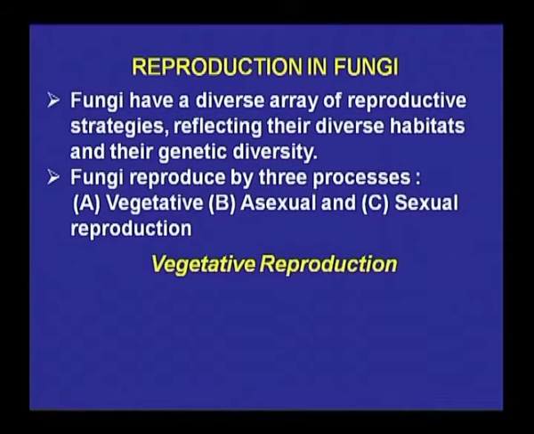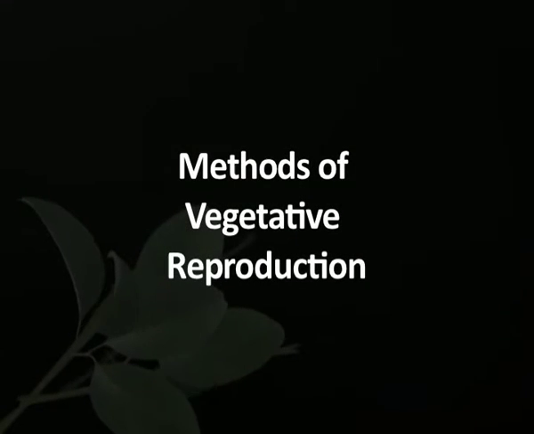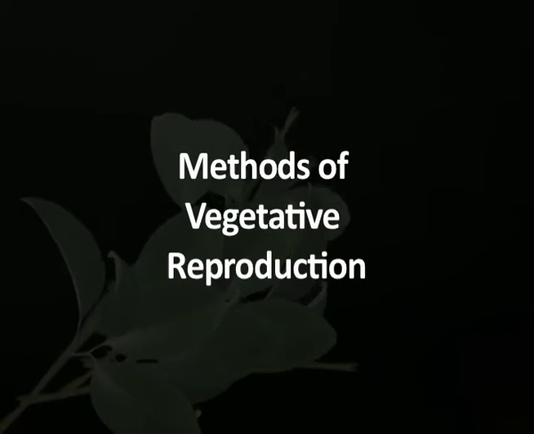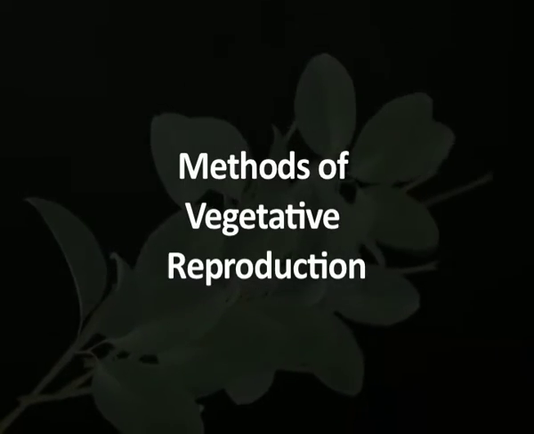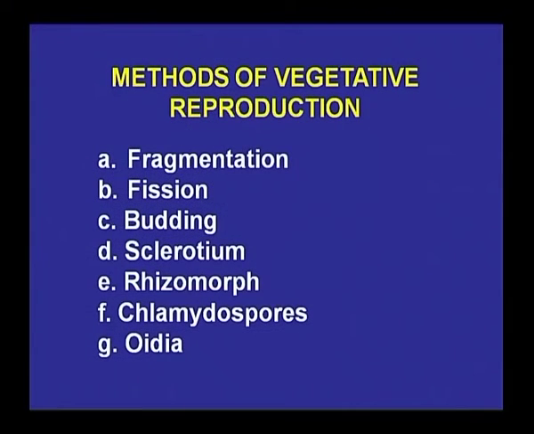Under vegetative reproduction, it is the type of reproduction which involves the somatic portion of the fungus thallus only. In vegetative reproduction, there are 7 types of vegetative reproduction in fungi: fragmentation, fission, budding, through sclerotium, through rhizomorph, chlamydospores and oidium.